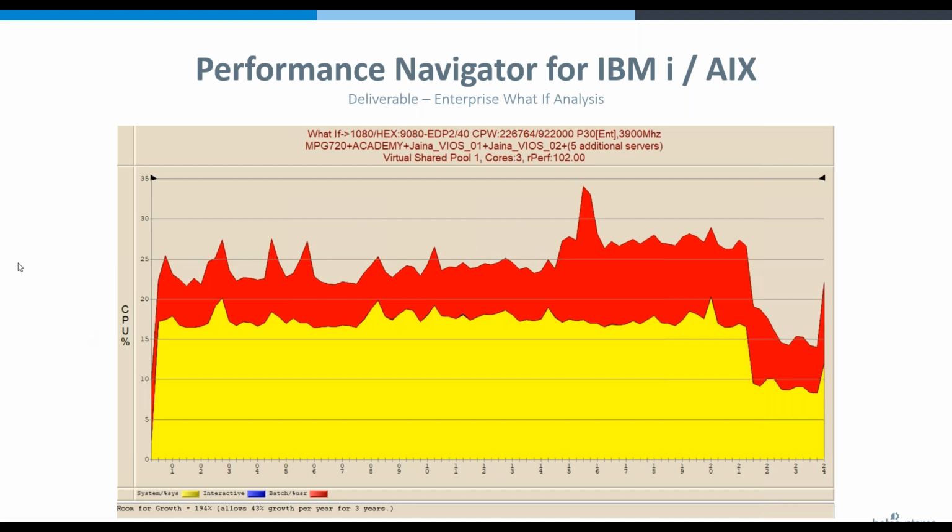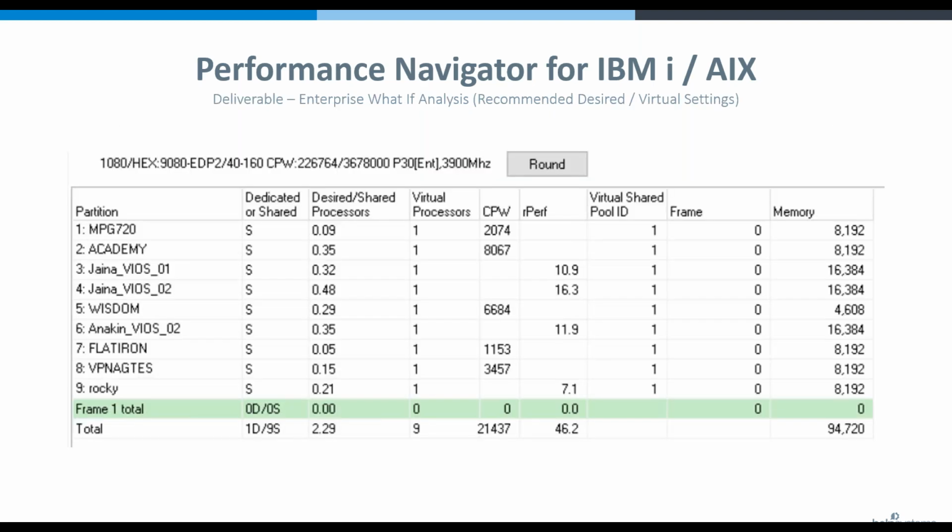And one of the mechanisms to control those software dollars is what's called a virtual shared pool. And you can see at the top there, this is virtual shared pool ID number 1, and it has 3 cores in it. So if I ran all of those partitions in this pool of 3 out of the 40, this is what it would look like. So this is one of the what-if things we can do to help you not only understand this.